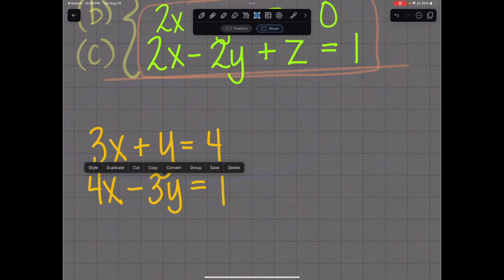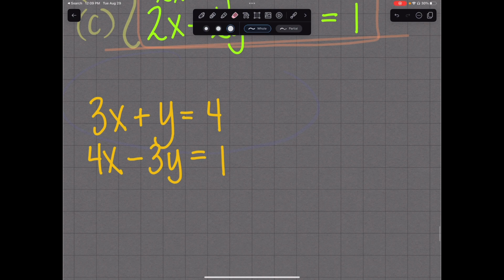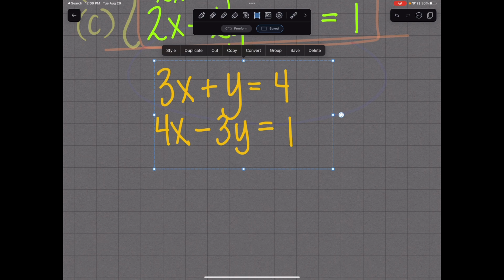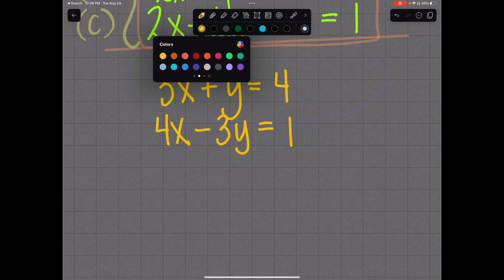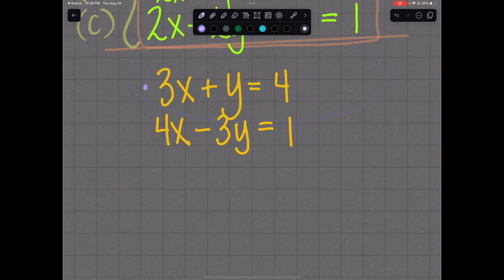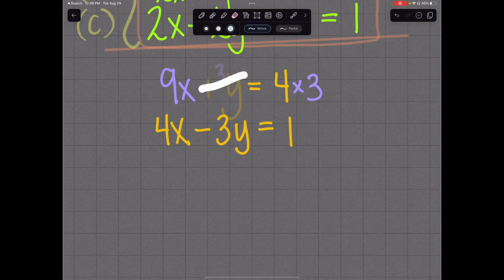Whew. Now I've got two new equations with just x's and y's. Now how can we eliminate one of these? If we multiply this top equation, if we multiply everything by 3, we can get rid of it. So that equation would end up being 9x plus 3y is equal to 12.